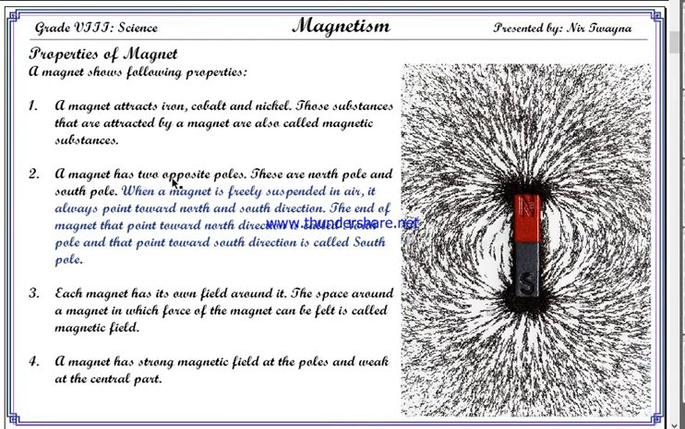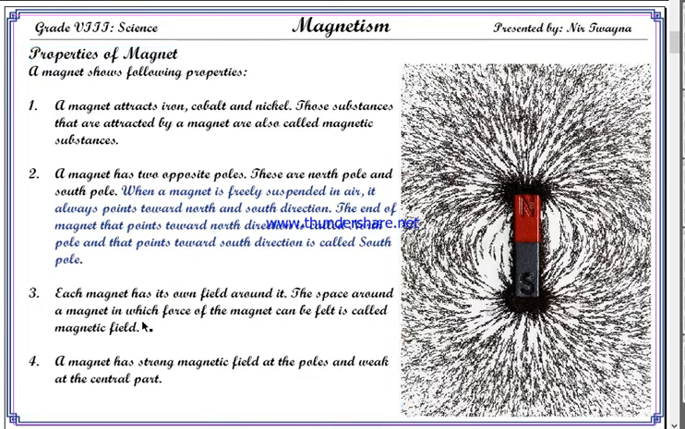So a magnet has two opposite poles. These are north pole and south pole. When a magnet is freely suspended in air, it always points toward north and south direction. The end of the magnet that points toward north direction is called north pole, and the end that points toward south direction is called south pole. Any confusion in the second point? If there is no confusion, let's go to our third point.